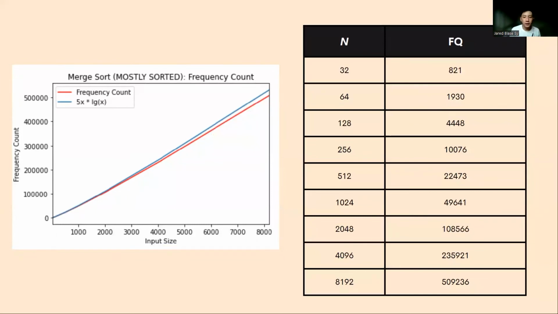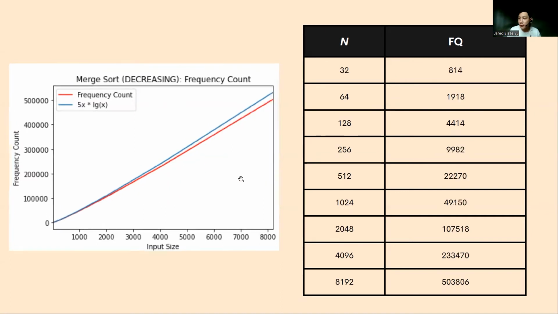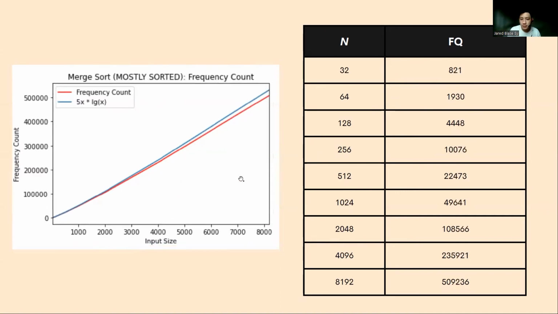From the explanation a while ago, this graph is also expected in the sorted array because most of the array is already sorted. While we can see that the values of the frequency count are a bit higher than those of the reversed, there is still some because there are still some unsorted items here.